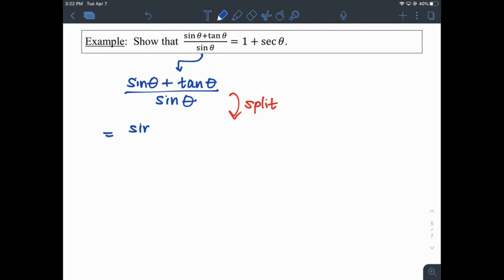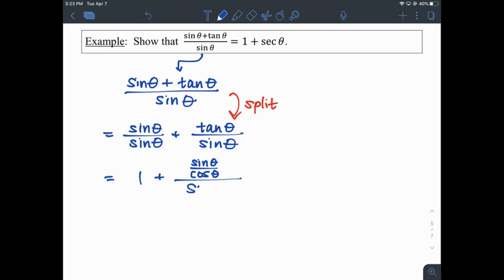We get sine theta over sine theta plus tan theta over sine theta. So the front is equal to 1. The back, well, we can't cancel anything there. So let's change tangent into sine over cosine, and then leave the sine of theta in the bottom. So that's 2a.